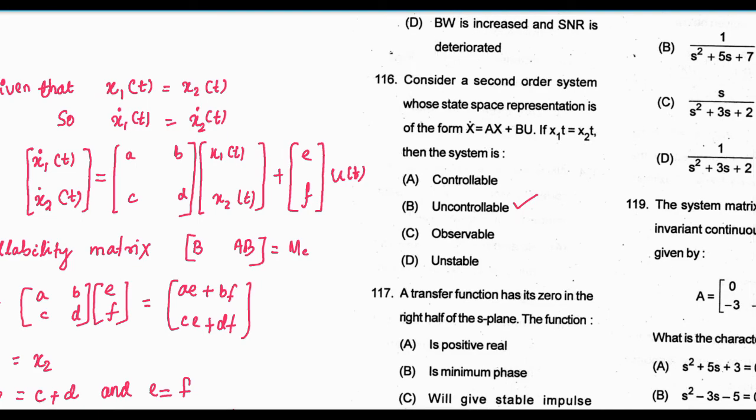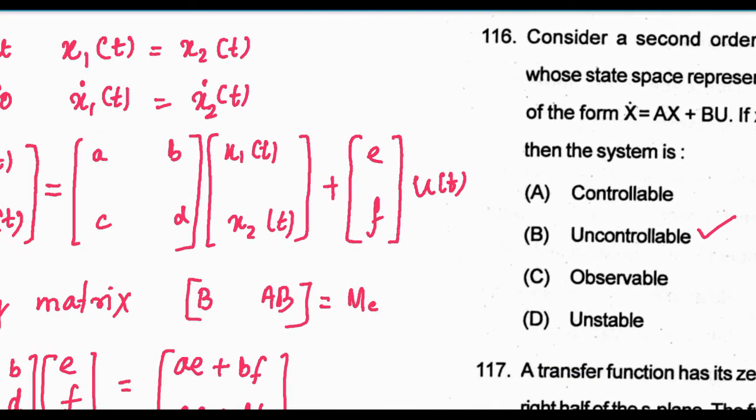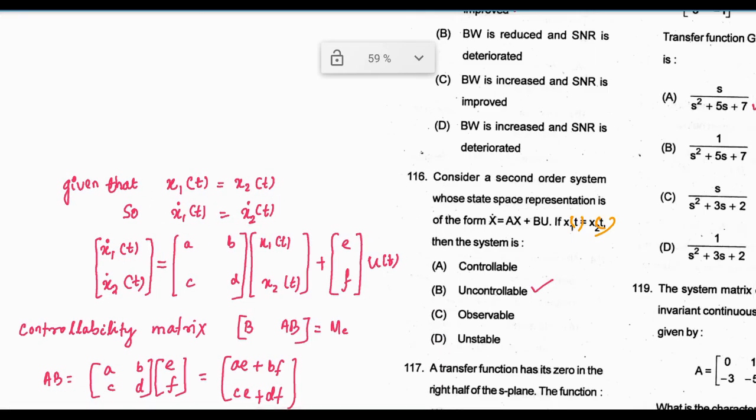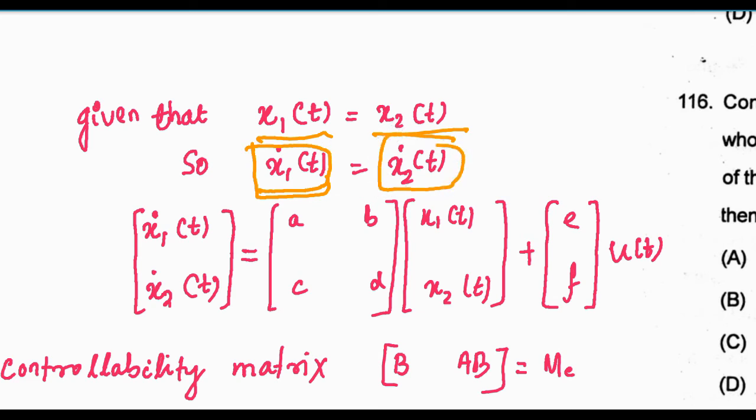Consider the second order system whose state space representation is of the form x dot is equal to Ax plus Bu. If x1 of t is equal to x2 of t, then the system is uncontrollable, controllable, observable, or unstable. So here what is given? x1 of t is equal to x2 of t. These are multiple variables, multiple inputs. x1 of t is equal to x2 of t, then the derivative of x1 will be equal to the derivative of x2. So if we represent this in terms of state space representation, what will happen?